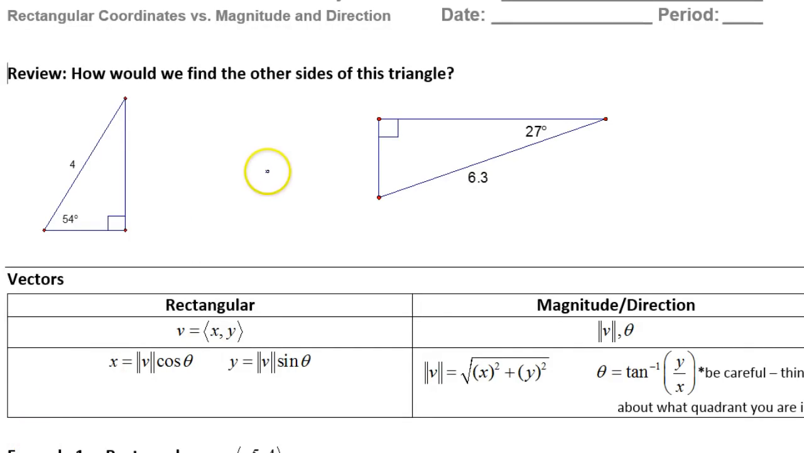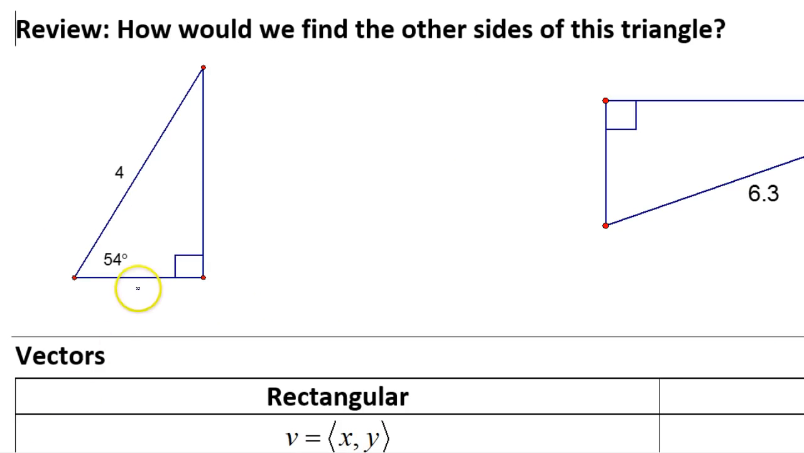In this video, I will show you how to move back and forth between component form and magnitude slash direction form, magnitude and direction. Component form involves rectangular coordinates, which is a fancy way of saying the x comma y that we deal with anytime we do a graph like this. But first, let's warm up with a couple of review problems.